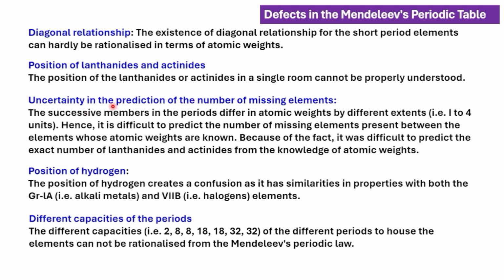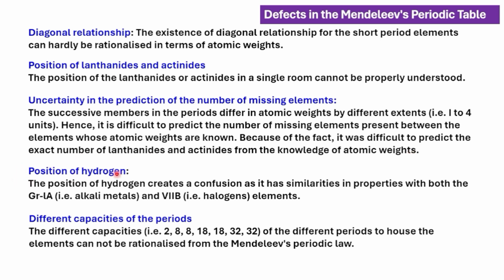The next one is uncertainty in the prediction of the number of missing elements. The successive members in the periods differ in atomic weights by different extents, that is, 1 to 4 units. Hence, it is difficult to predict the number of missing elements present between the elements whose atomic weights are known. Because of this, it was difficult to predict the exact number of lanthanides and actinides from the knowledge of atomic weights. So if you know two elements and they have a higher atomic weight gap, you cannot predict how many more elements will fit in between those two elements, right?